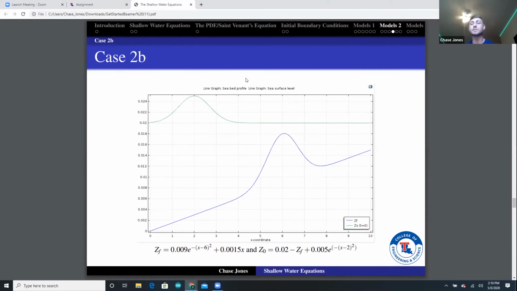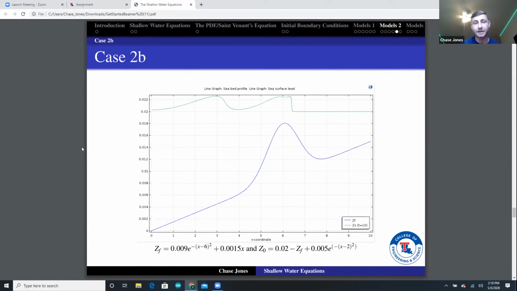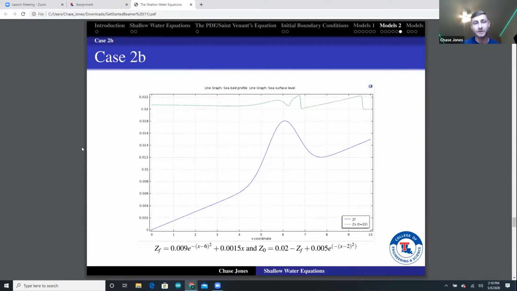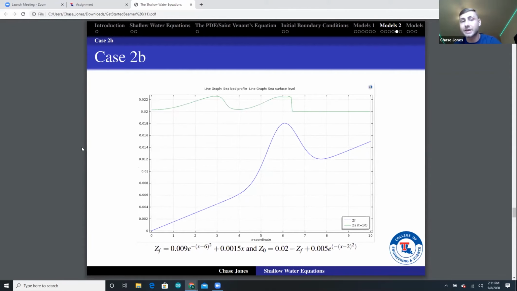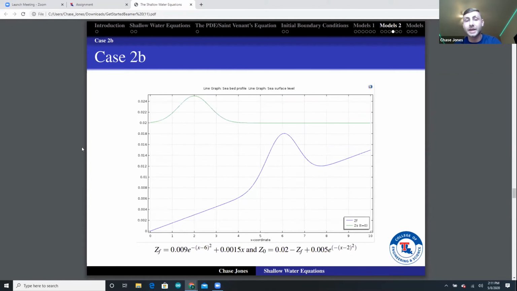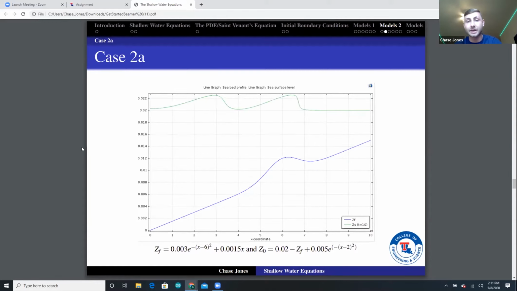Case 2b, same exact scenario as before, except now again I've multiplied my amplitude by a factor of 3, giving me a much sharper sea ridge. So I wanted to increase some height here. Now, this is at 0 seconds, this is at 10 seconds, and this is at 20 seconds. So you can see that progression over time. Again though, at 10 seconds, case 2b looks a lot like case 2a at 10 seconds. Nearly the same shape of the wave, and the wavelength is nearly the same as well.